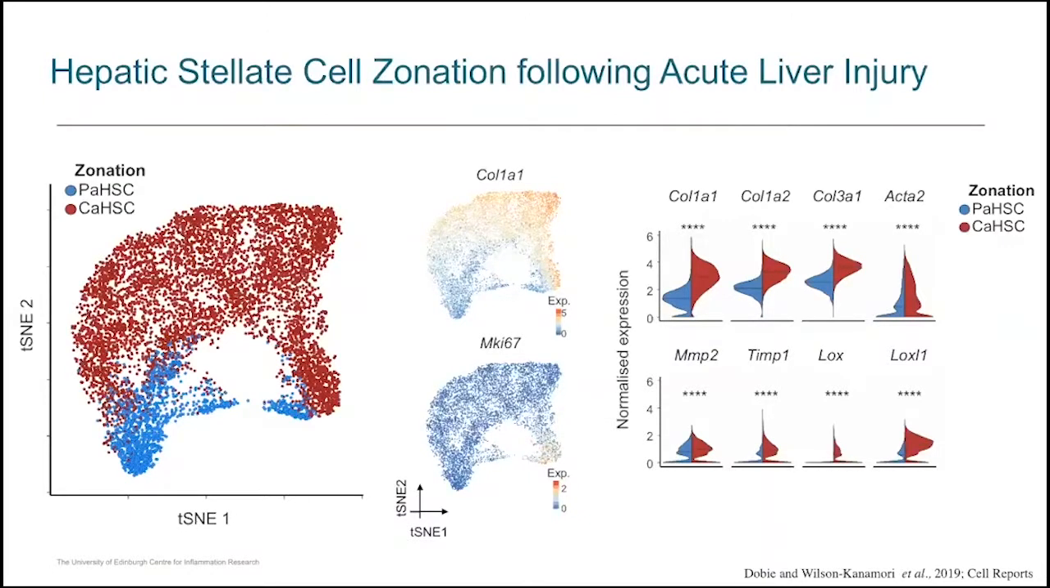In this acute setting, central associated stellates had a higher expression of fibrillar collagens, such as COL1A1 and other pro-fibrogenic genes, compared to portal-associated, indicating again that these cells are likely the dominant collagen-producing population. In this data, we also saw a strong proliferation signature, as indicated here by Ki67 expression, which seemed to be split between the two zones.